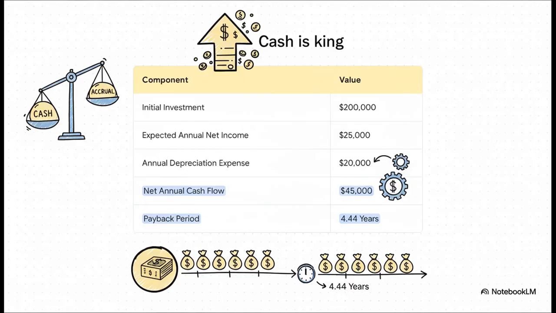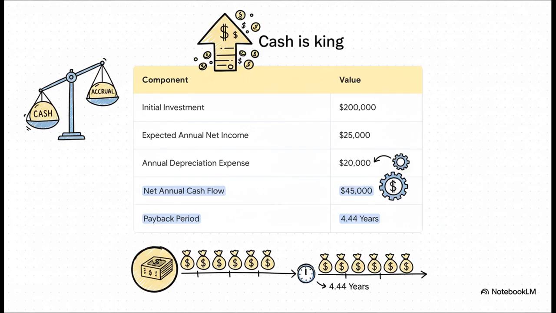Okay, let's look at an example. And this is where a really important detail comes in. We start with an initial investment of, say, $200,000. The expected annual net income is $25,000. But, and this is key, net income is an accounting figure, not a cash figure. It includes non-cash expenses like depreciation, which here is $20,000. For this analysis, cash is what matters, so we have to add that depreciation back to the net income to find our net annual cash flow. In this case, that's $45,000.